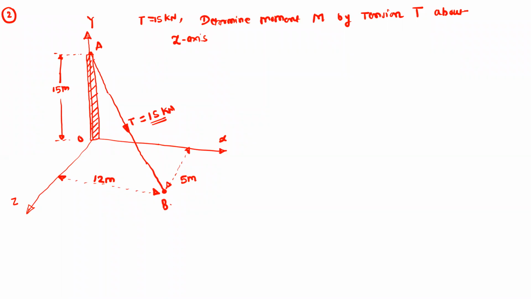So rod AO is along the y-axis, and point B is in the XZ plane. We have to determine the moment M by the tension T about the Z-axis. The first step will be to represent the tension T in vector form. This tension T is the tension in the cable AB. So T bar is equal to mod T into the unit vector in the direction of AB.